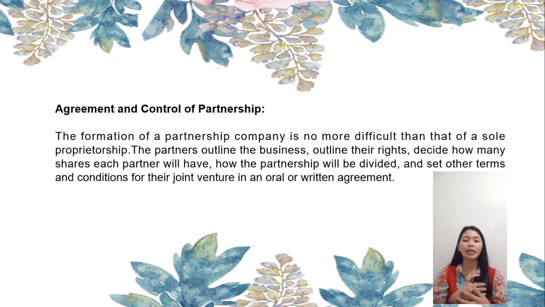So there are agreement and control of partnership. The formation of a partnership company is no more difficult than that of the sole proprietorship. The partners outline the business, outline their rights, decide how many shares each partner will have, how the partnership will be divided, and set other terms and conditions for their joint venture in an oral or written agreement. Without a written agreement, mere agreement is sufficient to establish a partnership.